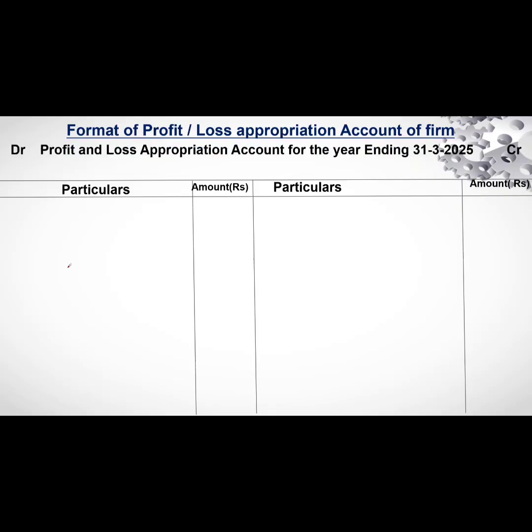It has two sides. On the debit side, it is particulars and amount, and on the credit side, again, you have particulars and amount. Now, as we have already seen, this account starts with a net profit. So therefore, on the credit side, we have to record all the profits and incomes, and the debit side, we record all the expenses and losses. So when there is a net profit, we bring down the net profit on the credit side. Okay, so this will be the net profit.